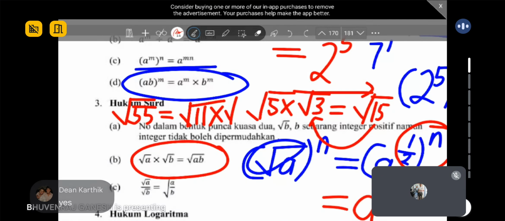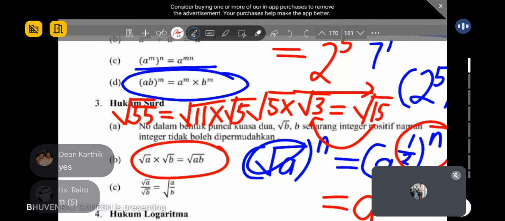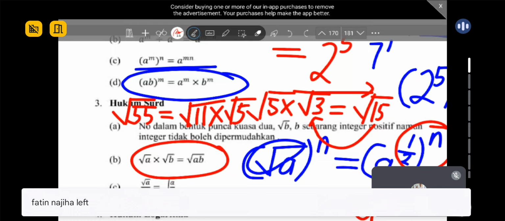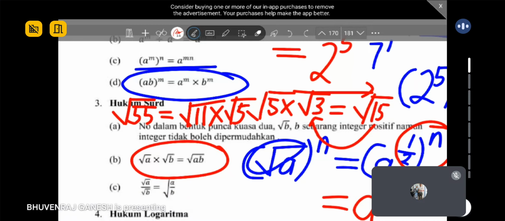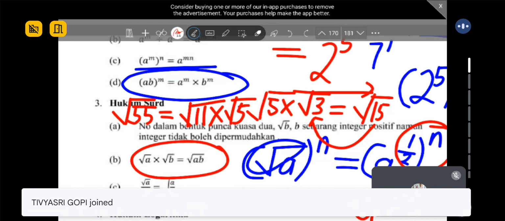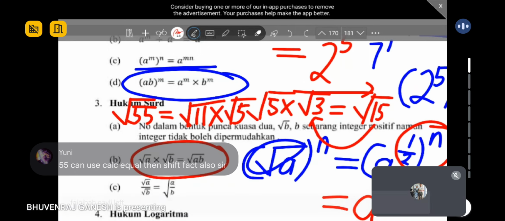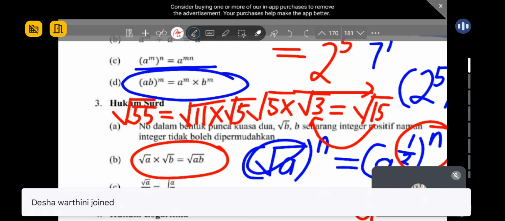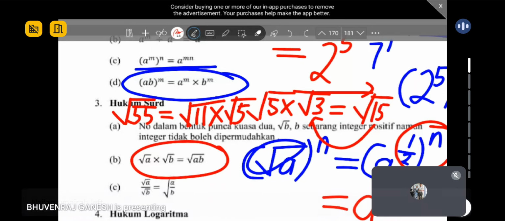Over here you cannot simplify anymore, so you just leave your answer like that: square root 11 times square root 5. 11 you cannot simplify, 5 you cannot simplify. Guys, you must understand, the surd that you can simplify is only if the number inside is a perfect square. Always remember that.